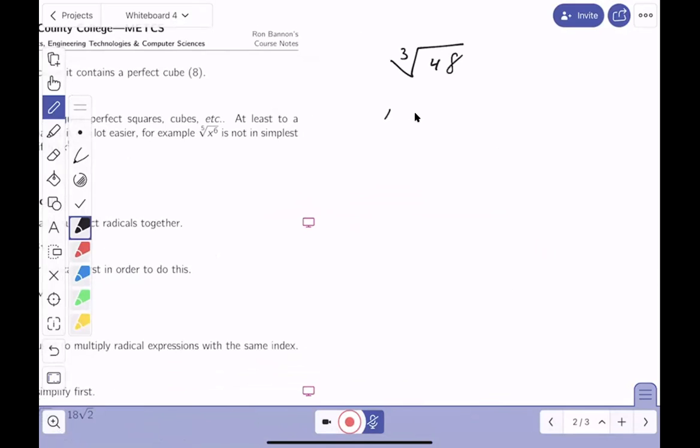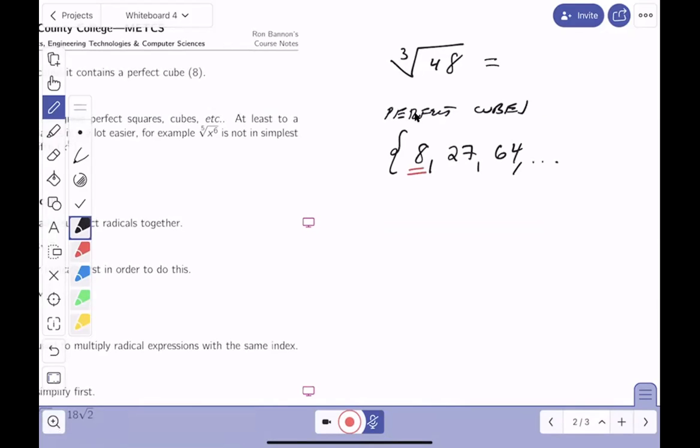So what am I looking for now? Perfect cubes. What are the perfect cubes? Well, 2 cubed, 2 times 2 times 2 is 8. 3 cubed, 3 times 3 times 3 is 27. 4 cubed, 4 times 4 times 4 is 64. No, you don't need to write them down. What you need to recognize is 48 contains one of those numbers. What I mean, it's a factor of that.